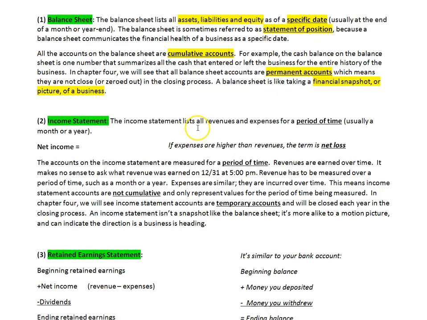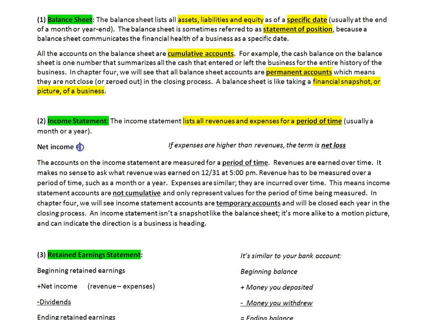The income statement. The income statement lists out all revenues and expenses for a period of time. Now these you have to measure. They're streams of data. You have to measure them over a period of time.